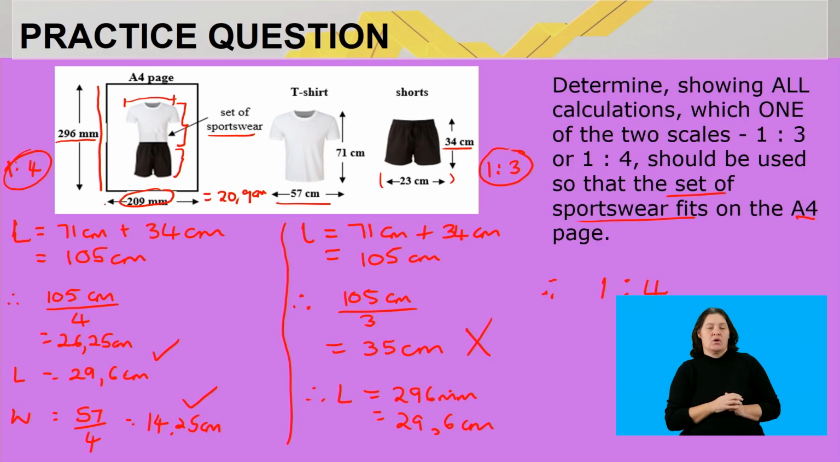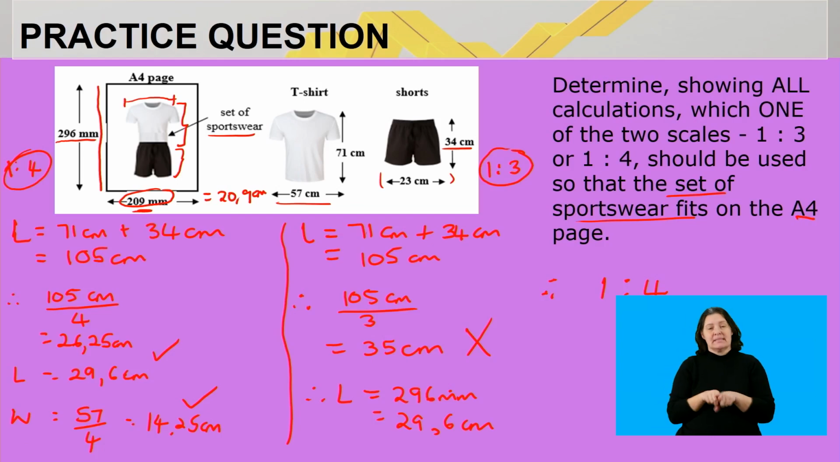I looked at the length then of the A4 page, and I saw that it is 296 millimeters. I converted that millimeters into centimeters by dividing it by 10. So I got to an answer of 29.6 centimeters. So now I could compare the two because both are in centimeters. So 26.25 centimeters will definitely fit on 29.6 centimeters. Fine. Thereafter, I look at the width. I only took the width of our t-shirt, right, because it's more than the width of the shorts. Took the 57 centimeters and I divide that by 4. That gave me an answer of 14.25 centimeters that fits onto 20.9 centimeters. And remember, I converted to 209 millimeters.